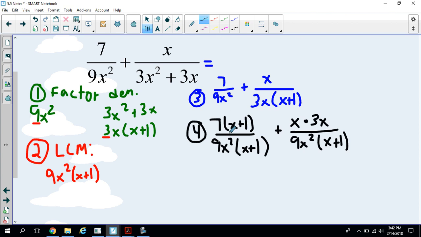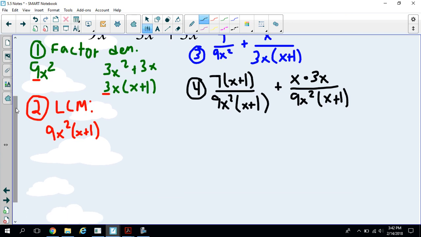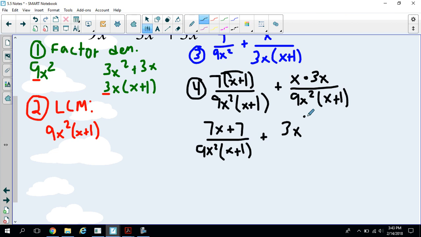Now what I need to do is go ahead and distribute my 7 in the numerator, and multiply the 3x and x, just to make it a little more aesthetically pretty here. So I have 7x plus 7. All I did was distribute the 7 to both the x and the 1. And that's still over my least common multiple, 9x squared times x plus 1. Then I added to my x times 3x, which gives me 3x squared, all over my 9x squared times x plus 1.